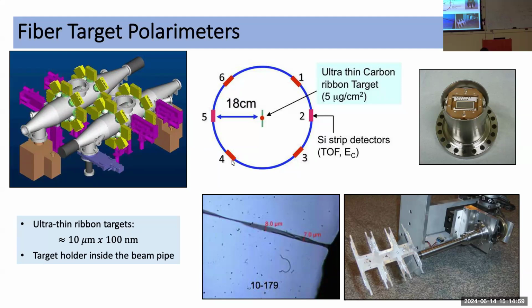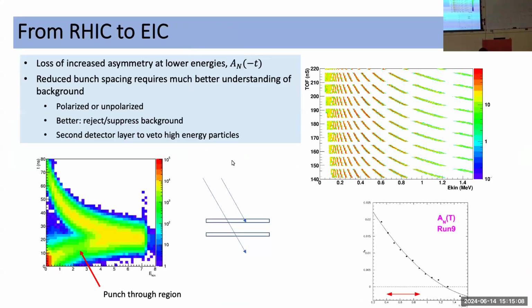And this is needed, and will also be needed for the EIC, because you still need a fast tool to determine the beam polarization. You don't want to wait a full store to get something accurate, but not know what's going on in between. Okay, this is a bit about background.